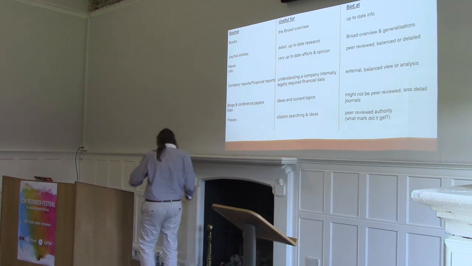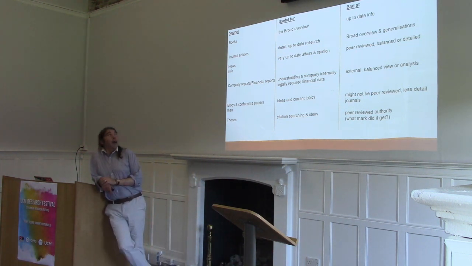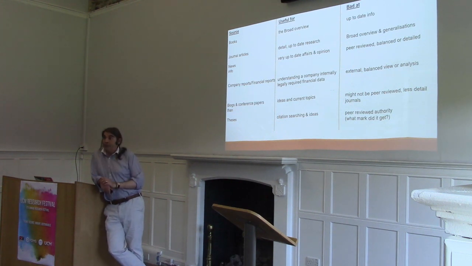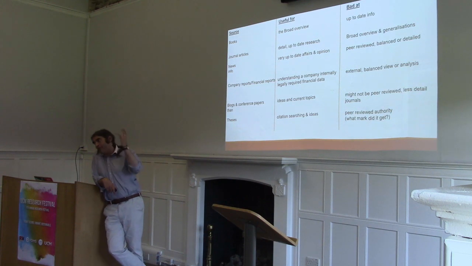So, you might use books. Probably going to use books in history. Obviously, you also want to be using primary sources, but various secondary sources are going to come in. Books give you the theory, they give you the broad overview, they're rubbish for the detail. We want detail, we're going into the journal articles.